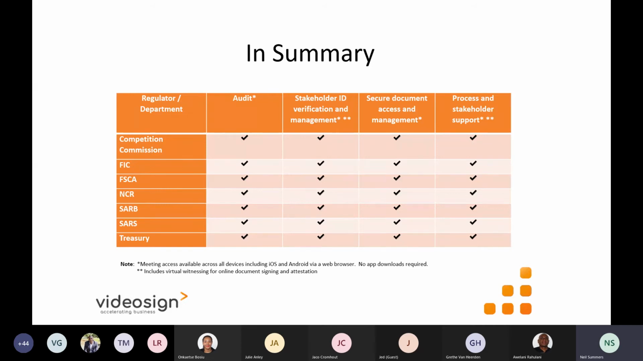Very much raises the bar for online digital engagement. And as can be seen from this slide, it's applicable across the board, appropriate to both regulators and government departments. It's a critical solution for secure digital engagement from a Suptech perspective.